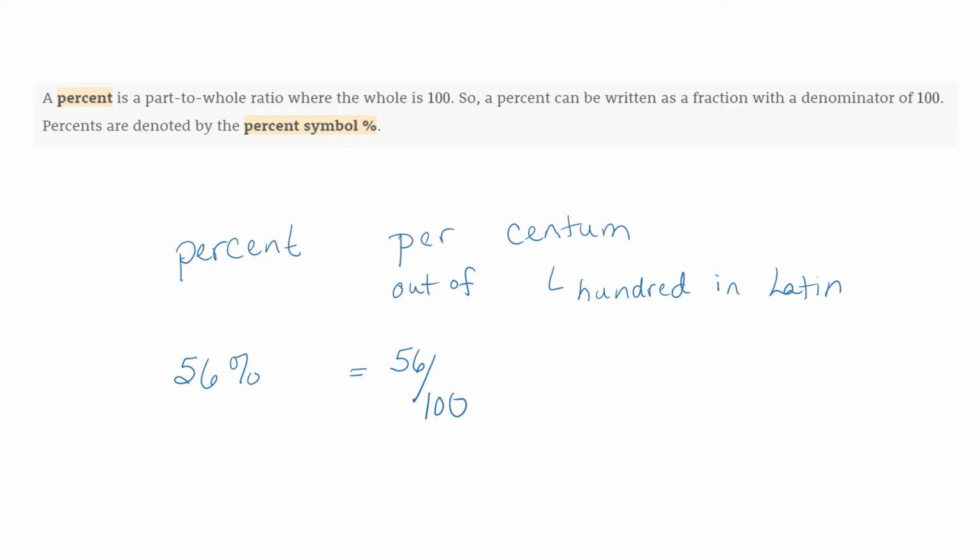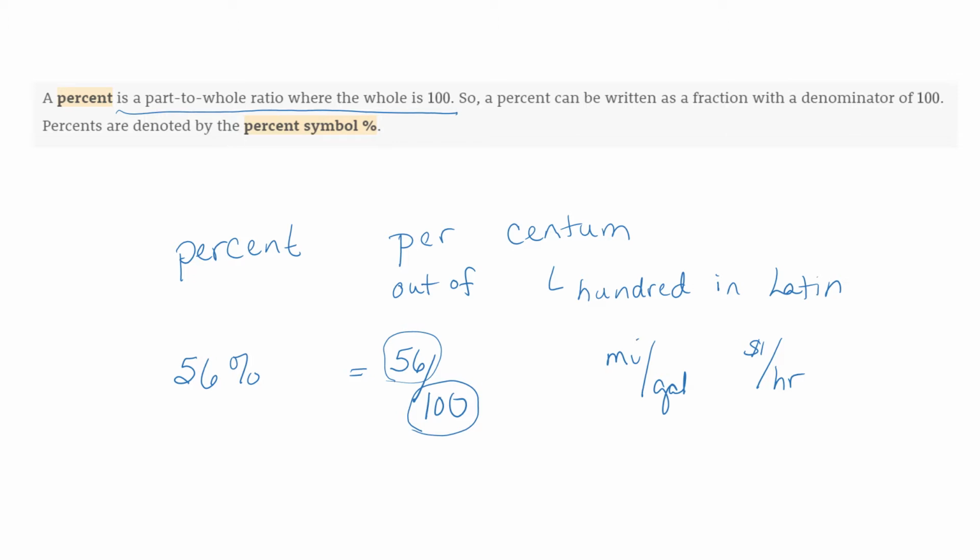The fraction bar in a fraction, when you're talking about rates, is always read as per, like miles per gallon, pays in dollars per hour, things like that. So the bottom of the fraction, my whole part is 100, and the shaded part would be 56 out of 100. So percent is a part to whole ratio where the whole is 100.